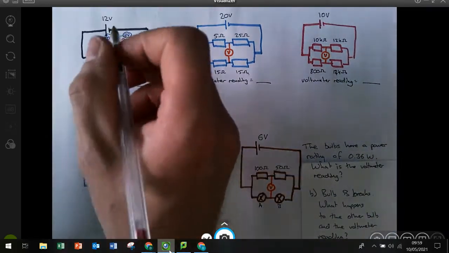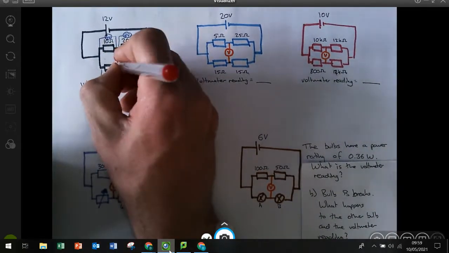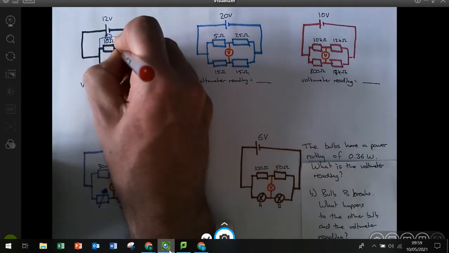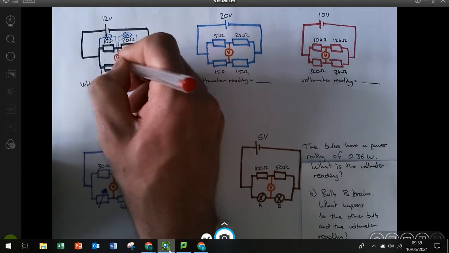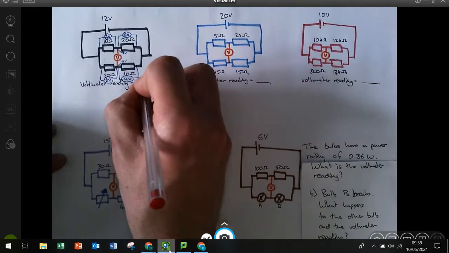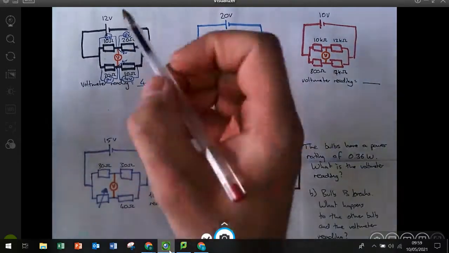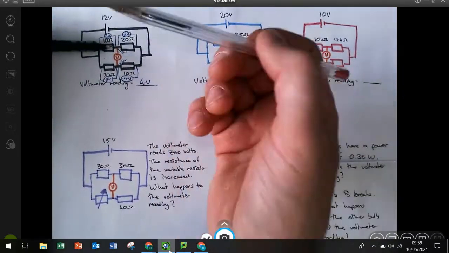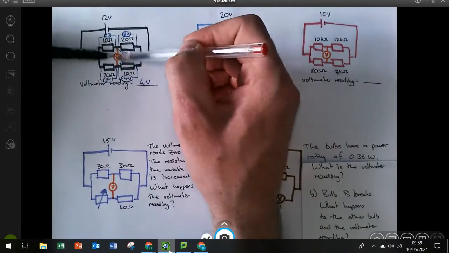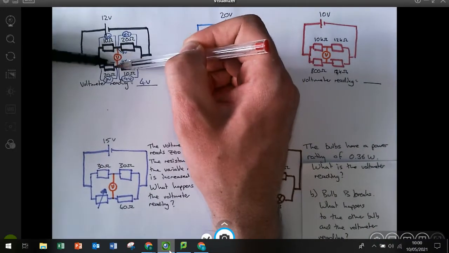So that means you're going to have 4 volts here and 8 volts here. So what's the difference between these two points? It's going to be 4 volts. And if you wanted to talk about a direction, it's going to be going down. You're going to have 8 here, 4 here, so 4.